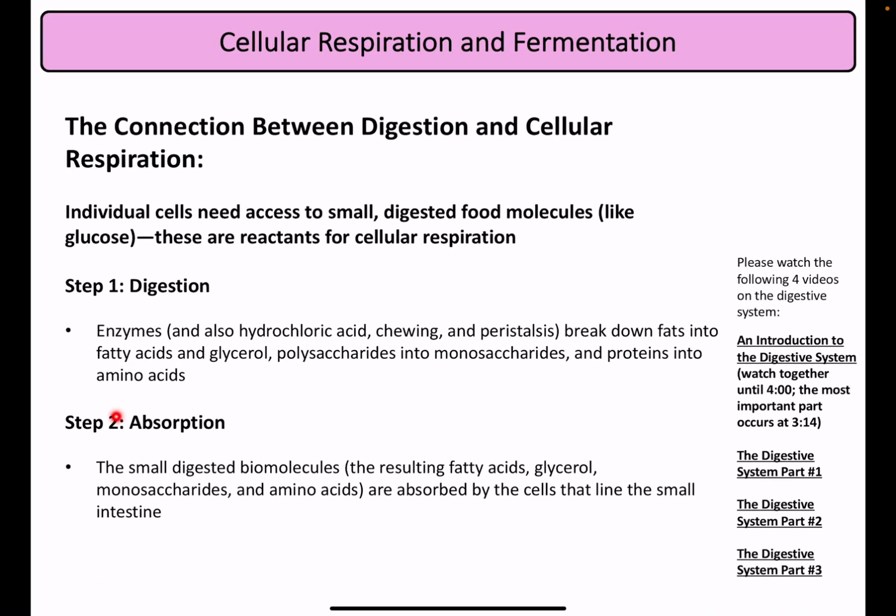So that, what I just said, summarizes step 2. You have to then absorb, we can call them nutrients if you want, so I don't have to say small digested biomolecules, I'm going to say nutrients. And specifically, in this unit, we're going to focus just on one of these small nutrients, that being glucose. So I don't have to say this tongue twister, I'll try to use that instead.